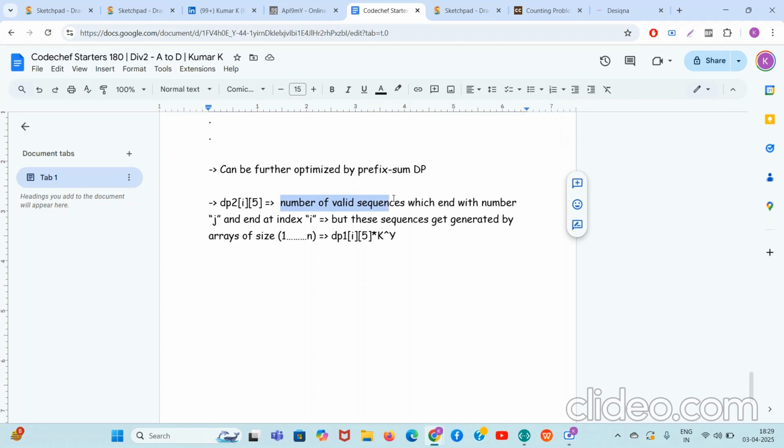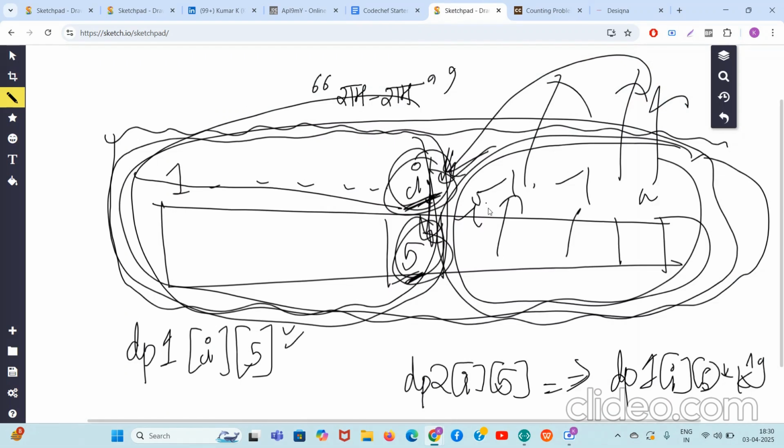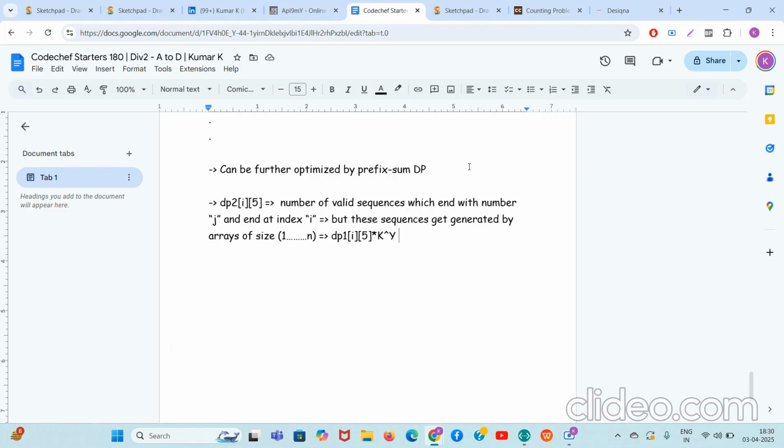So, the number of valid sequences which end with number j and at index i, but these sequences get generated by the arrays of size 1 to n. Basically, here you are now sure that all the arrays of size 1 to n were generated, and then what would be the answer? So, the number of -1 in the range i+1 to n you should know, which you can easily maintain. You must be an advanced person. So, what will be the final answer?